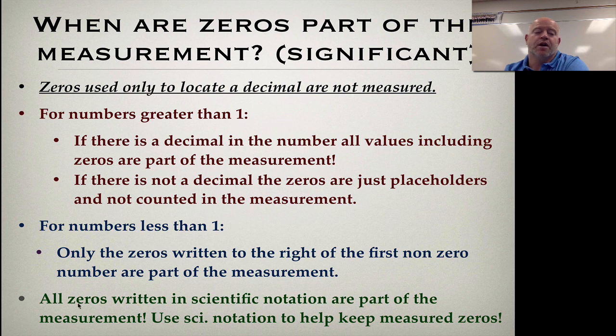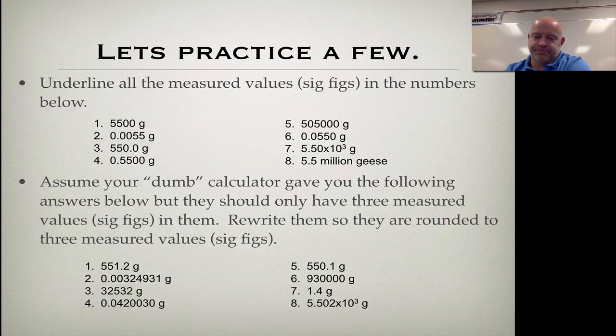When you have scientific notation, it can really help us in identifying our significant figures in our measurements here. All zeros written in scientific notation are part of the measurement. What scientific notation does is allow us to remove any placeholder zeros. So if we don't want a zero to be part of the measurement, we just don't write it. If we want a zero to be part of our measurement, we include it in the scientific notation. So scientific notation kind of becomes our friend, and it really is used to help us find the right measured values.